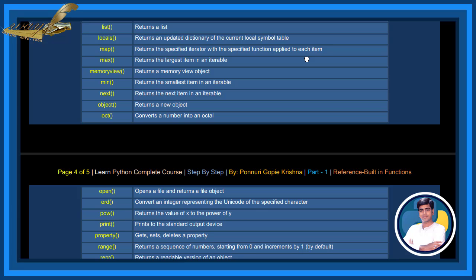The open function opens a file and returns a file object. The ord function converts an integer representing the Unicode of the specified character. The pow function returns the value of x to the power of y. The print function prints to the standard output device.